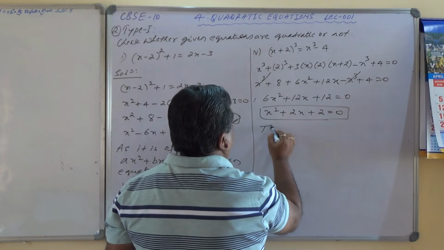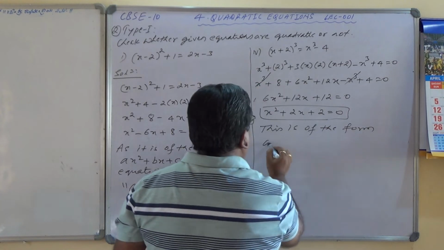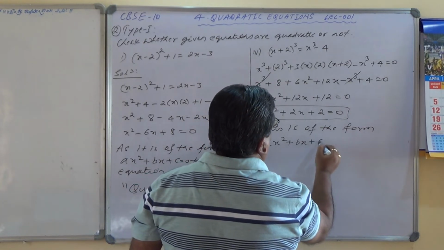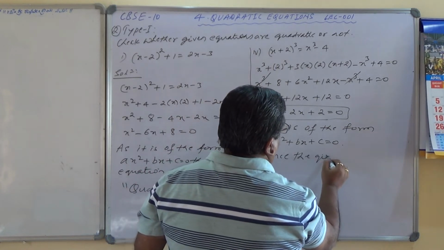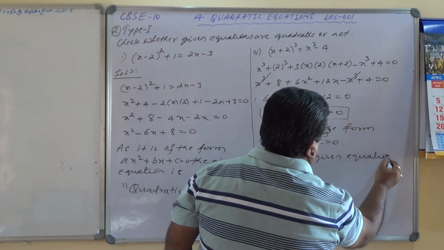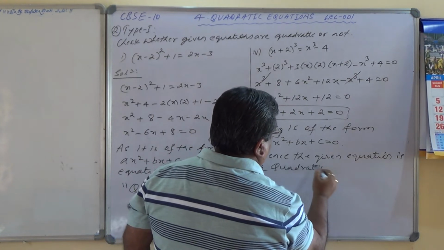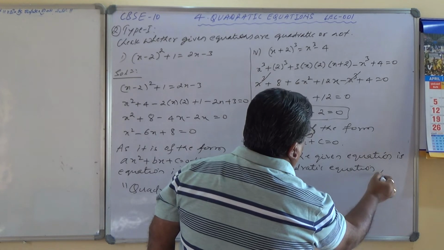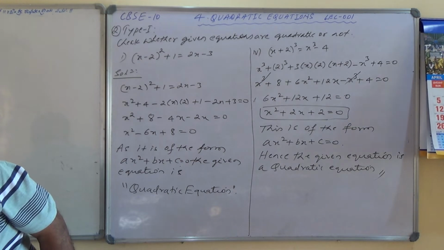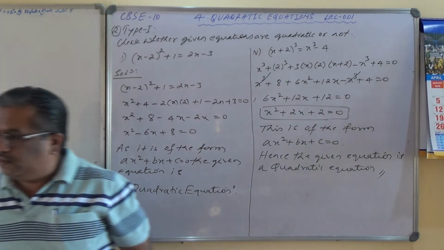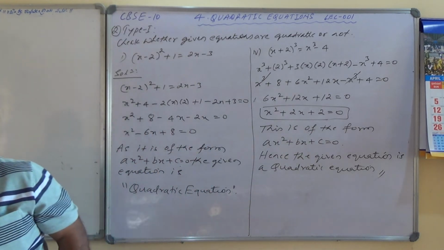So this is of the form ax square plus bx plus c equals 0. Hence the given equation is a quadratic equation. Let me check that. Yeah, x square plus 2x plus 2. It is correct. Let me take few more examples.